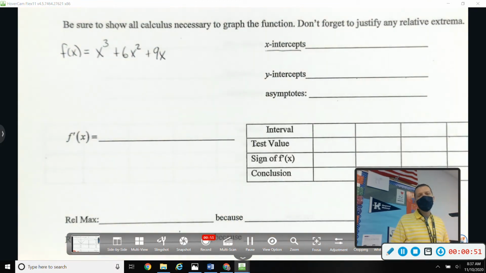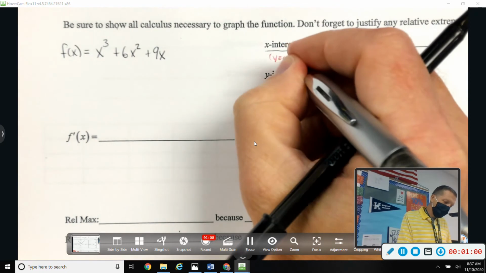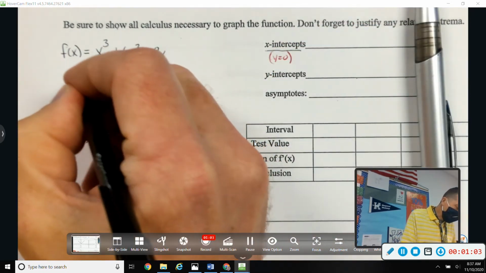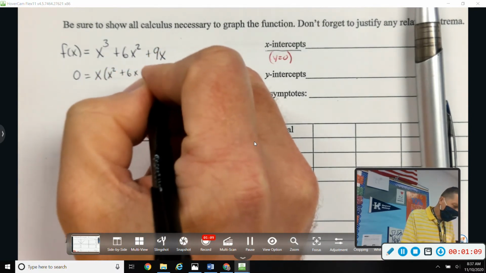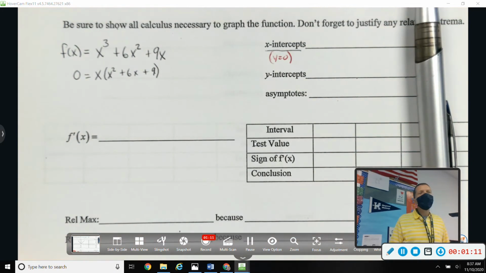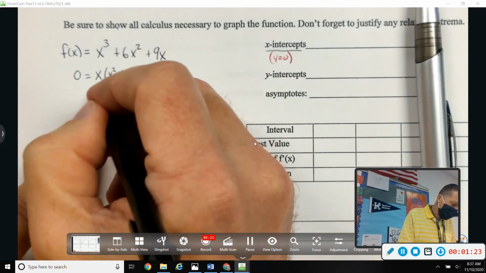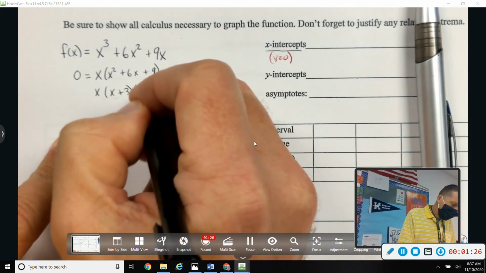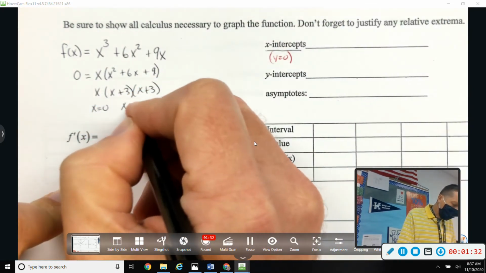X-intercepts. What do we know about x-intercepts? Or how do we find x-intercepts? Y is 0. Good. So we'll set y equal to 0. This one's nice enough where I can factor it. And rather than a number out front, this one has an x out front. So that does mean we get an x equals 0 as one of the x-intercepts. So x equals 0 and x equals -3.